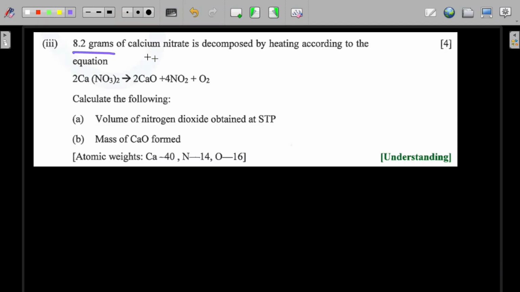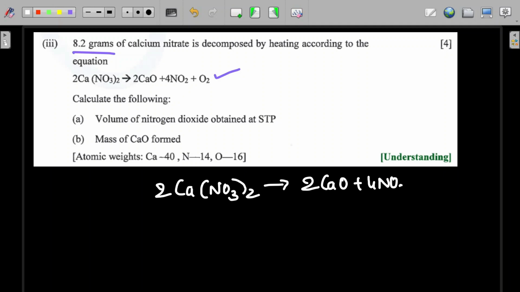See here, 8.2 grams of calcium nitrate is decomposed by heating according to the equation. Calculate the following: volume of nitrogen dioxide, mass of CaO formed. So what you have to do, rewrite the equation and check whether it is balanced or not. 2CaO, 4NO2 and O2. Don't use Gay-Lussac's law here.